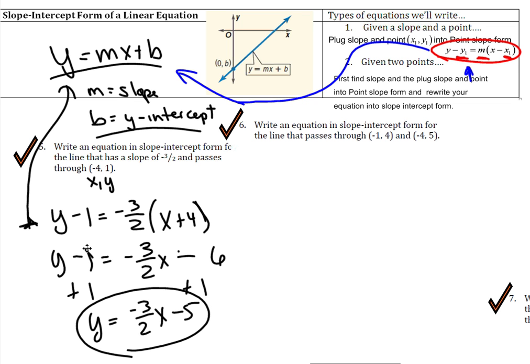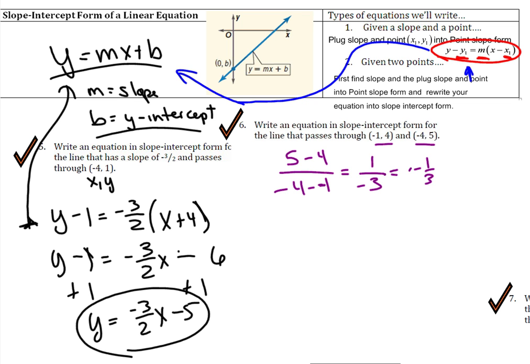Number 6, write an equation in slope-intercept form for a line that passes through -1, 4, and 4, -5. All right, so here I've got to figure out my slope first from those two. So I'm going to take negative 5 minus 4. Then I'm going to take 4 minus a negative 1. Again, careful with signage. You're going to be left with negative 9 over 5.